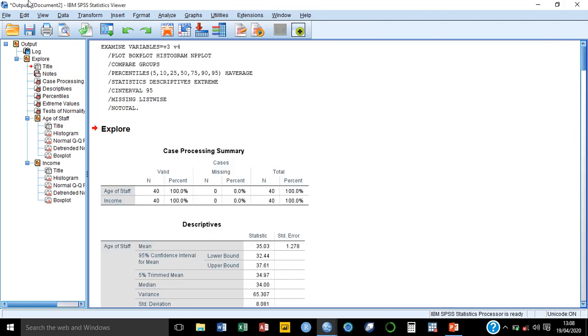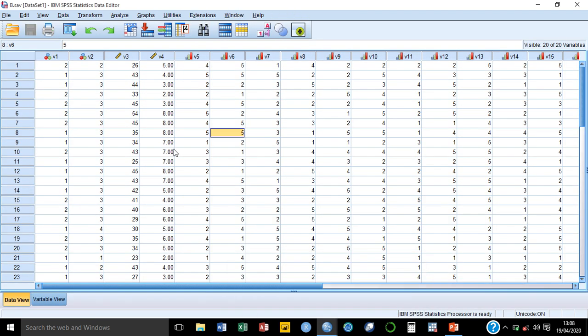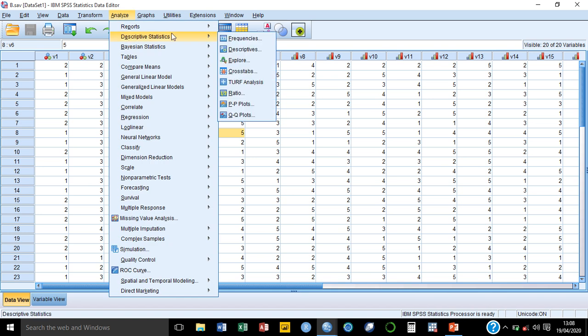All right, so I would go back to my data view and perform some descriptive analysis. Now it's quite tricky when you're performing your descriptives.